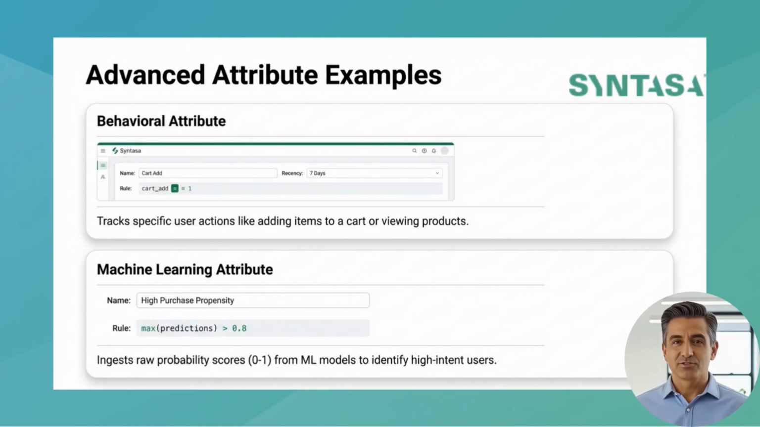Once basic attributes are defined, Syntasa allows you to build more advanced attributes that capture deeper user intent. Behavioral attributes track specific user actions, such as adding items to a cart or viewing products, allowing you to segment users based on real engagement. In addition, machine learning-based attributes can be incorporated by ingesting model outputs, such as purchase propensity scores. This enables teams to combine deterministic behavior with predictive intelligence, creating high-value, intent-driven audience segments.